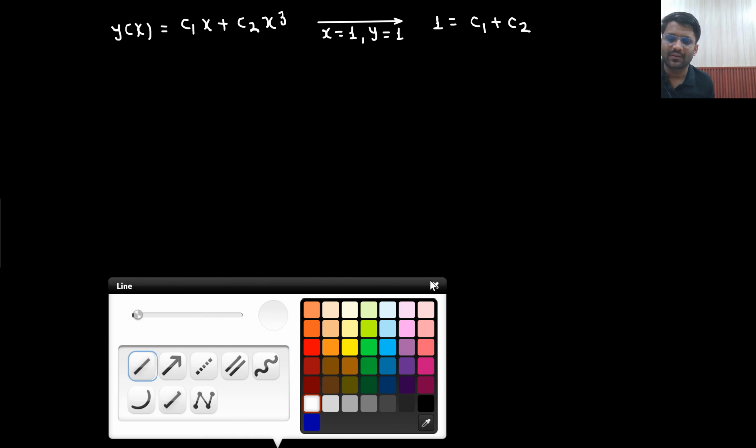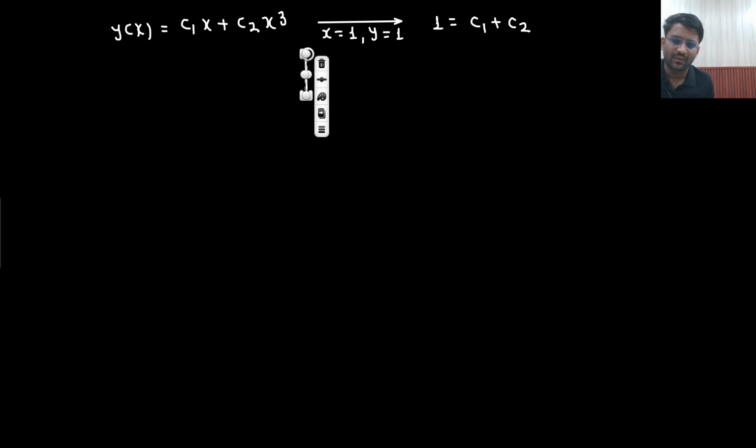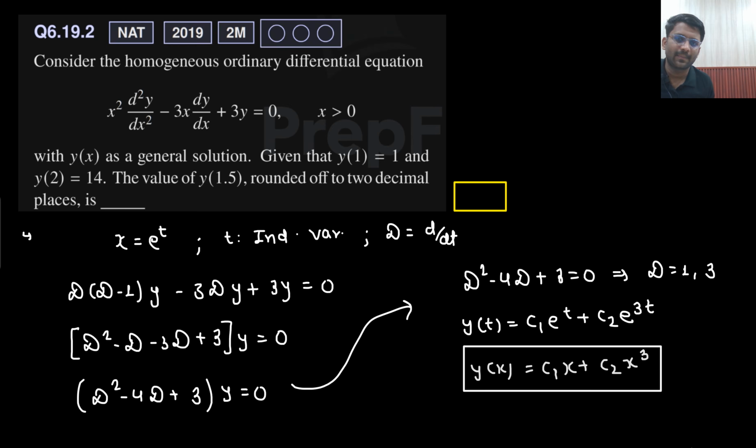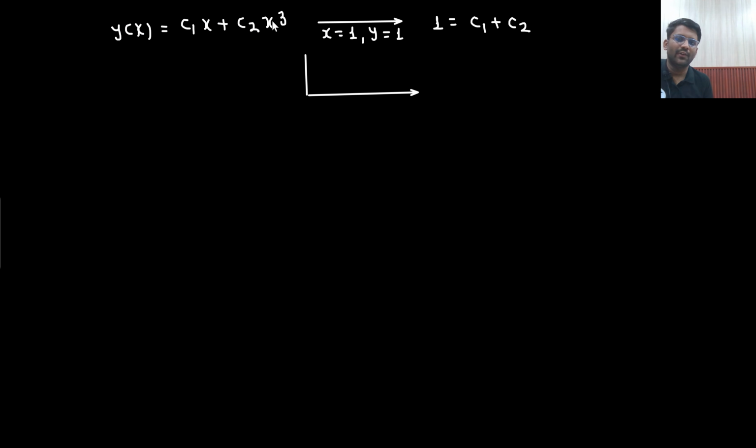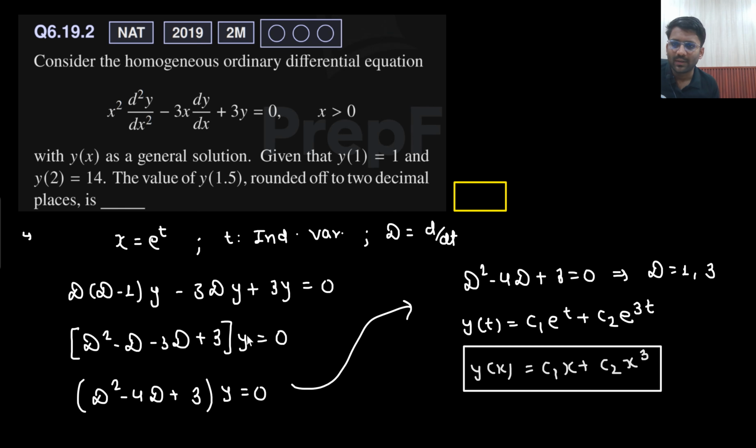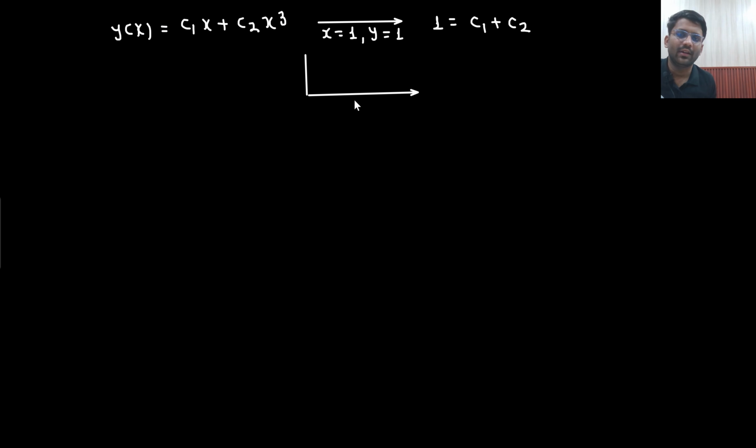Put x equals to 1, the value of y will be 1. So here you are getting 1 equals to c1 plus c2. Now next they are saying, put x equals to 2, the value of y will come out to be 14. Right?